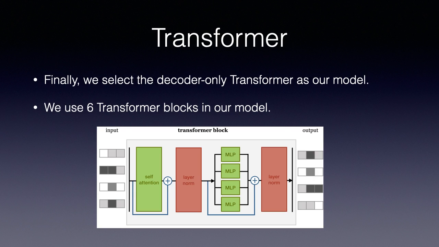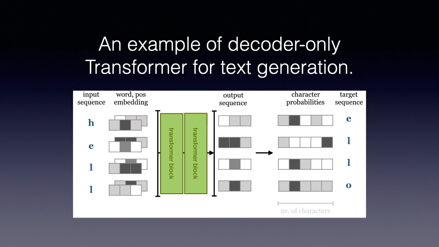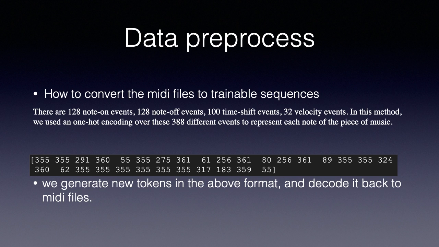So finally, we select the decoder-only transformer as our model, and this is just a quick recap of what the transformer block looks like. Our model consists of 6 transformer blocks, and this is another example of decoder-only transformer for text generation. So you can see from the input to the target. But for our case, the main difference is that we are generating new notes instead of words.